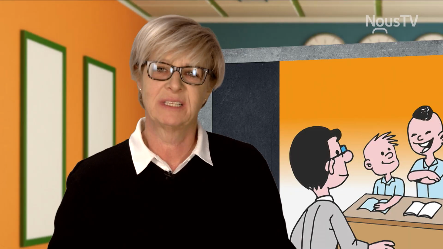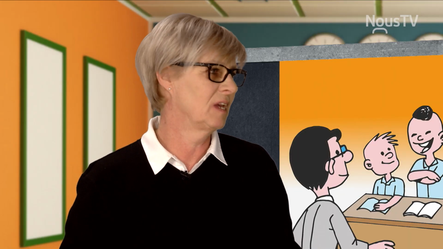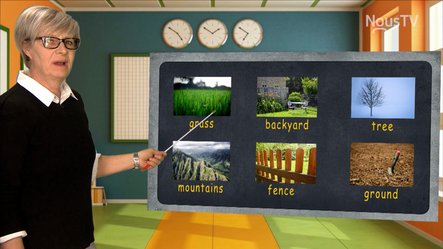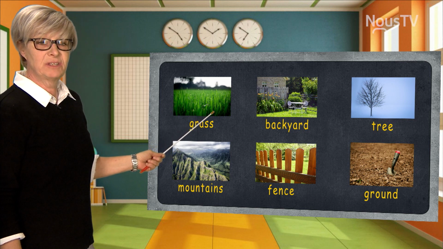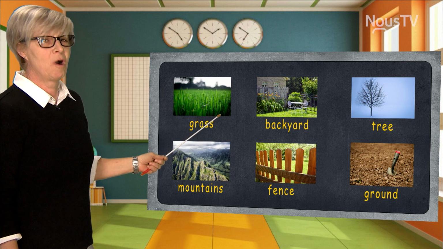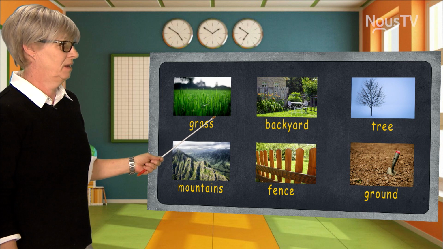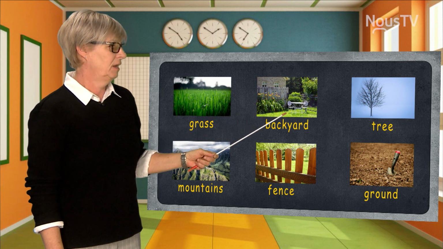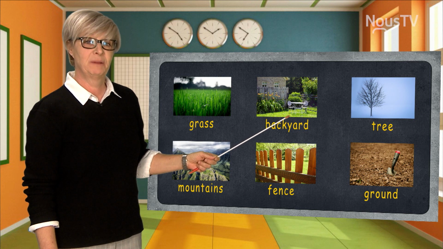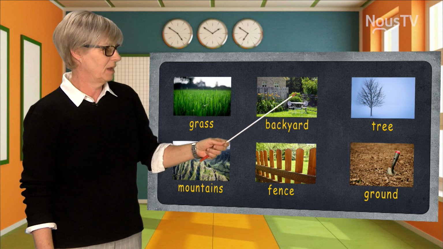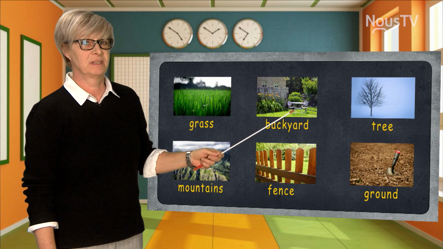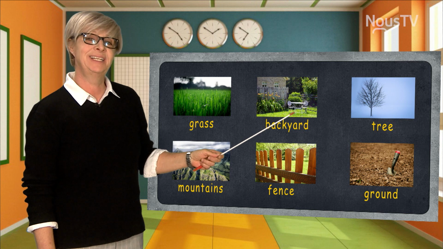Now let's take a look at some of the things we have outside. Here we have grass. This grass is very green. It must have a lot of sunshine and water because it's very green. Here we have a backyard. Kids love to play in the backyard. In this backyard, you see you have a table and chairs. Maybe you can have breakfast in your backyard on a sunny day.